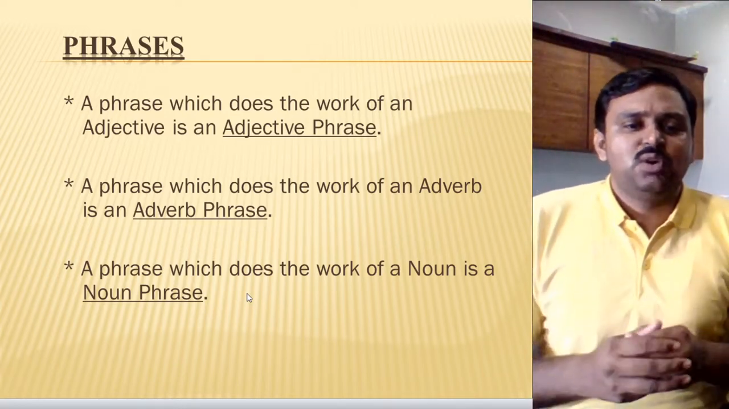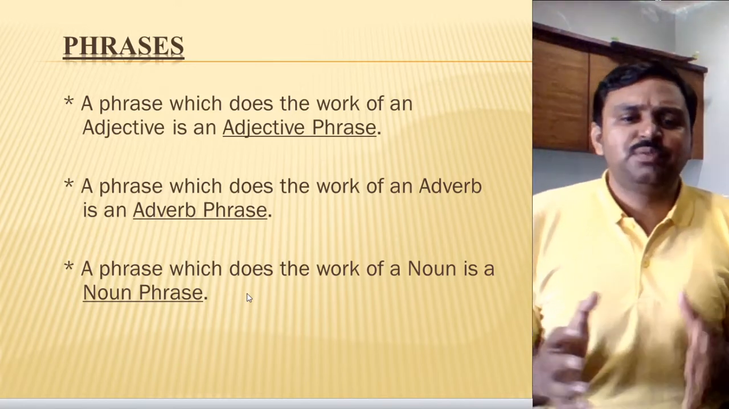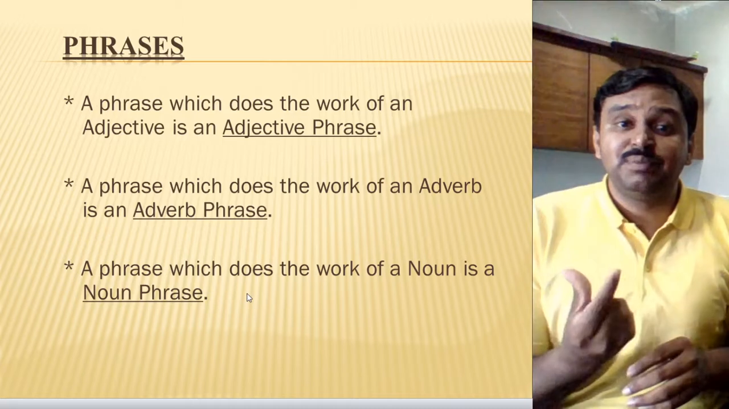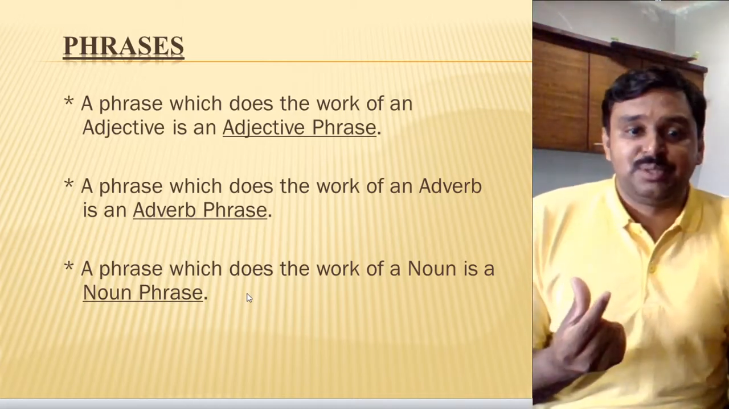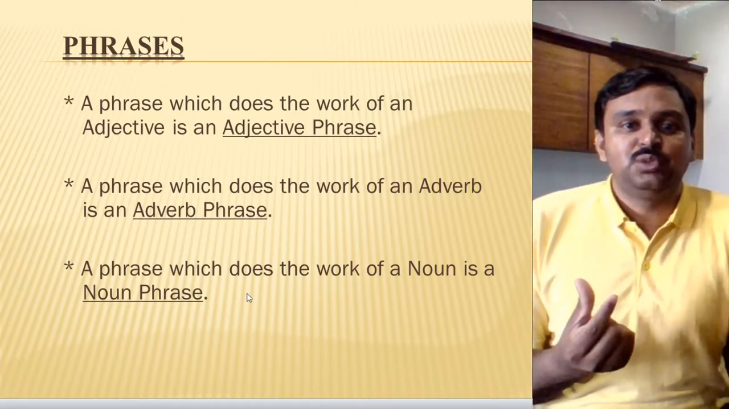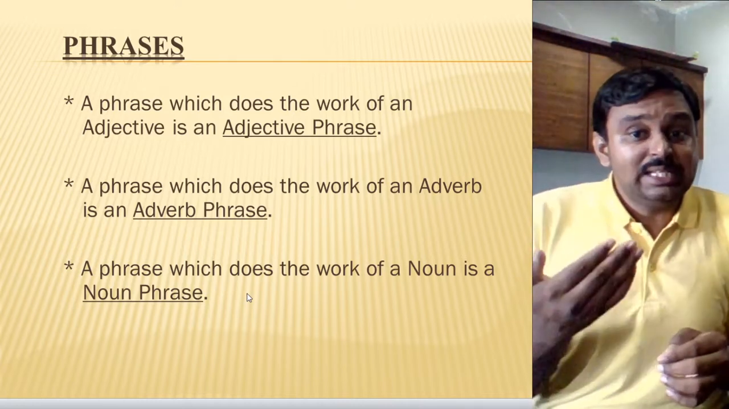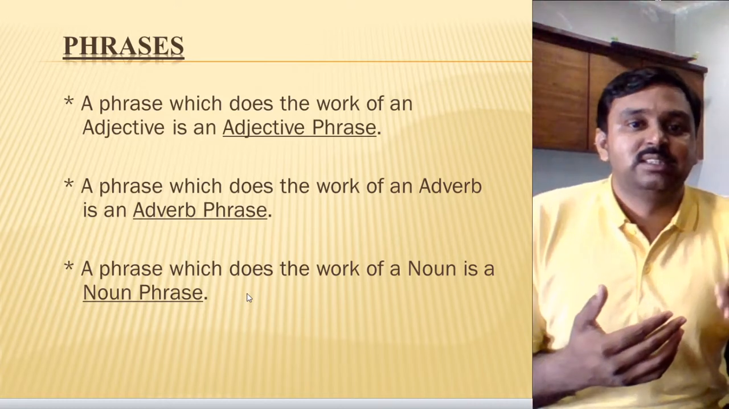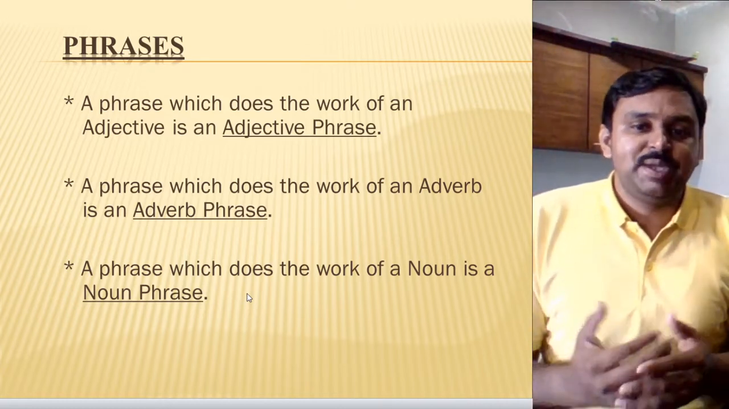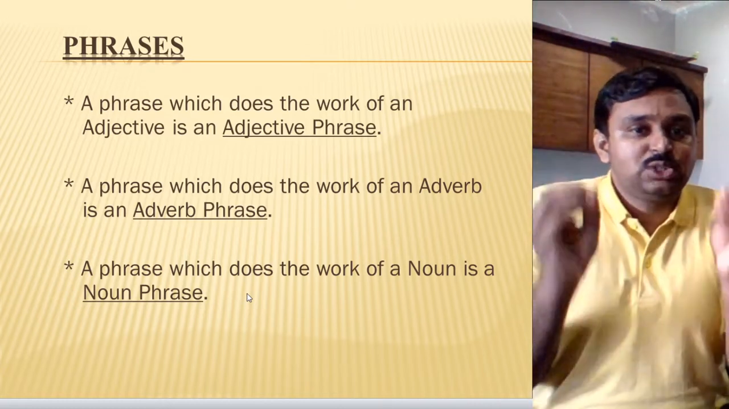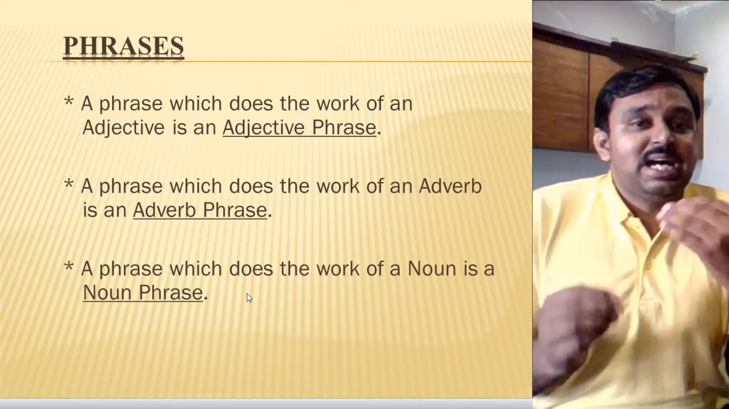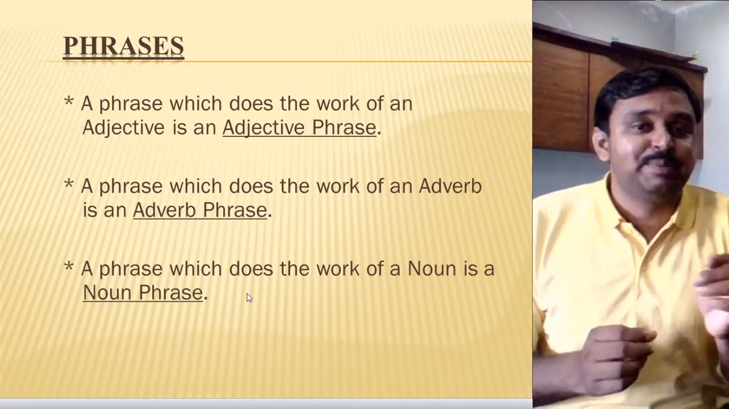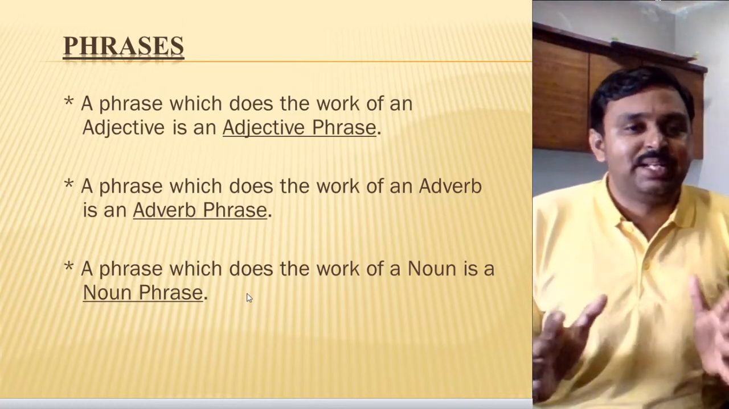Then another one we have is the adverb phrase. Now what is an adverb phrase? You first try to understand the word adverb. What does an adverb do? An adverb describes the action. Example: the elephant walks slowly. Now slowly is describing the action of the elephant, that he walks slowly. The action is described. In the same way, adverb phrases are also groups of words that describe the action, how that particular action has happened.